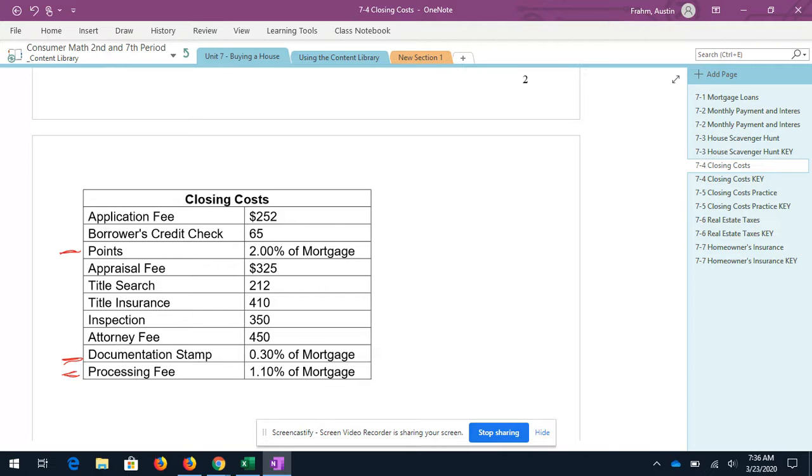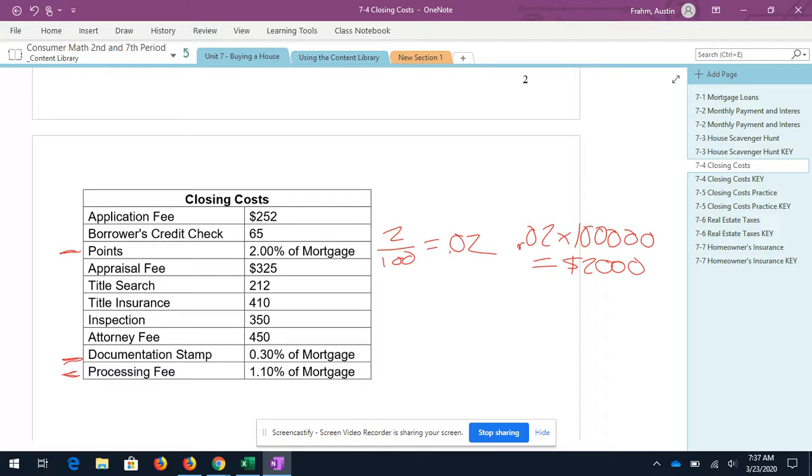So for points, it says 2% of mortgage. Remember, up above, the mortgage we just found was $100,000. So we need to multiply the $100,000 by the 2% as a decimal. Remember, 2% as a decimal would be 2 divided by 100, which is 0.02. So if I do 0.02 times 100,000, I'm going to get $2,000 for the points.